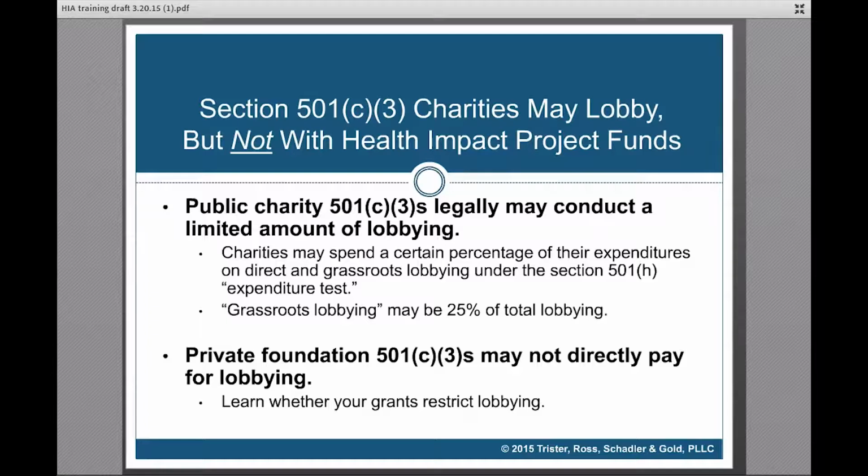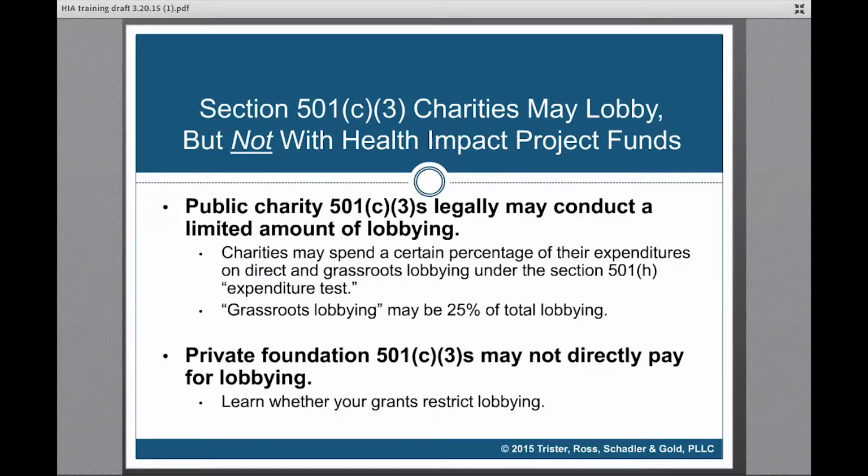So most of your organizations, and especially everything that's coming out of the Health Impact Project, may have funds that originated with a private foundation, a 501(c)(3). A private foundation is a different type of 501(c)(3) organization. They may not directly pay for lobbying. A private foundation could give a general support grant to an organization that says, here's money, go do anything you want with it, and the organization could use that for lobbying.